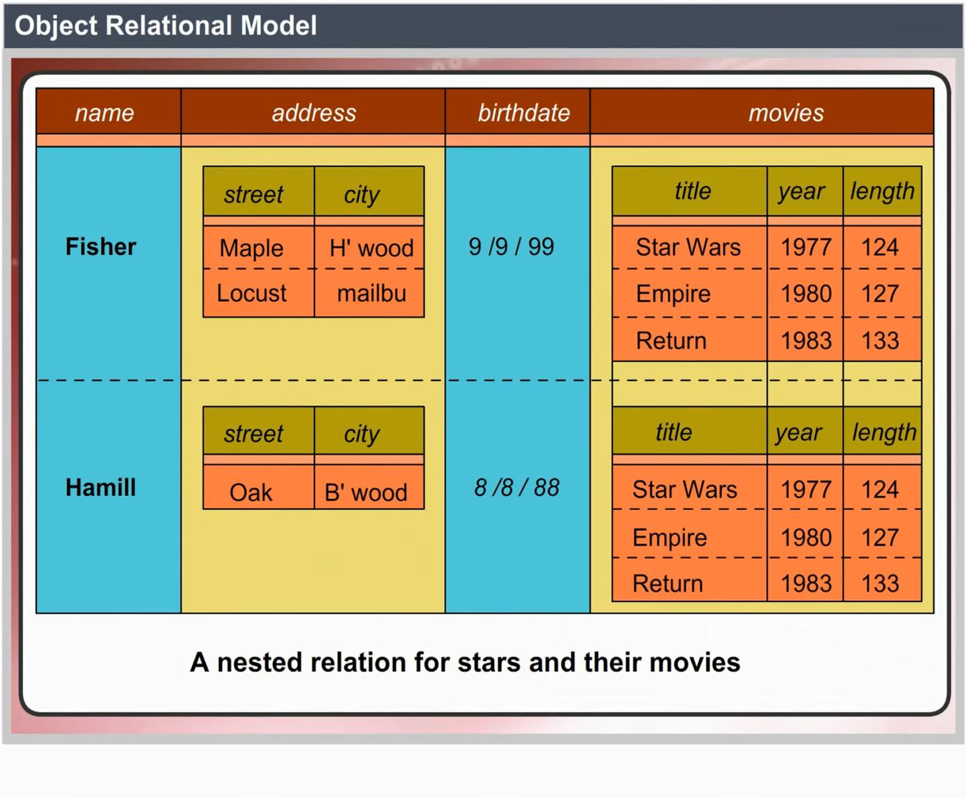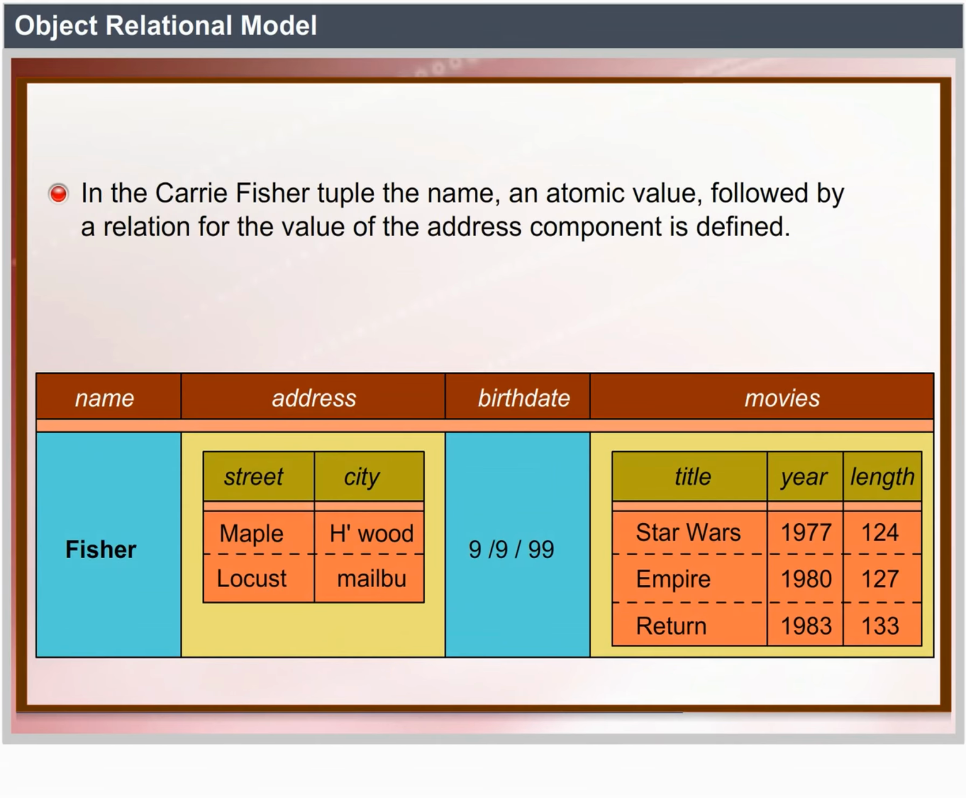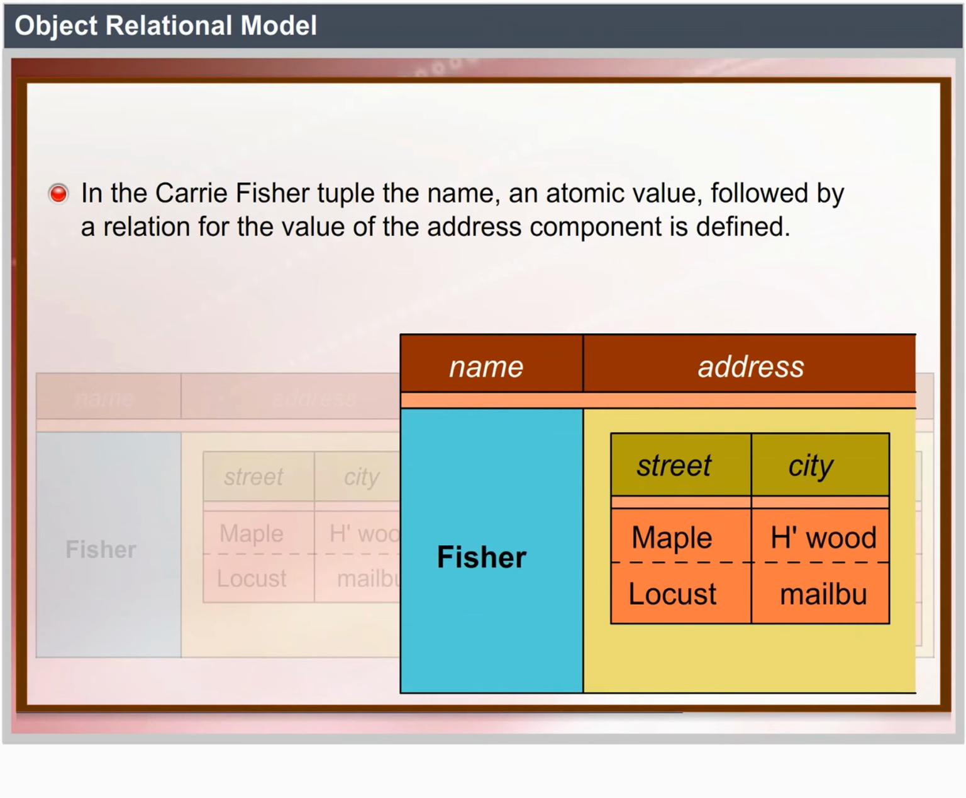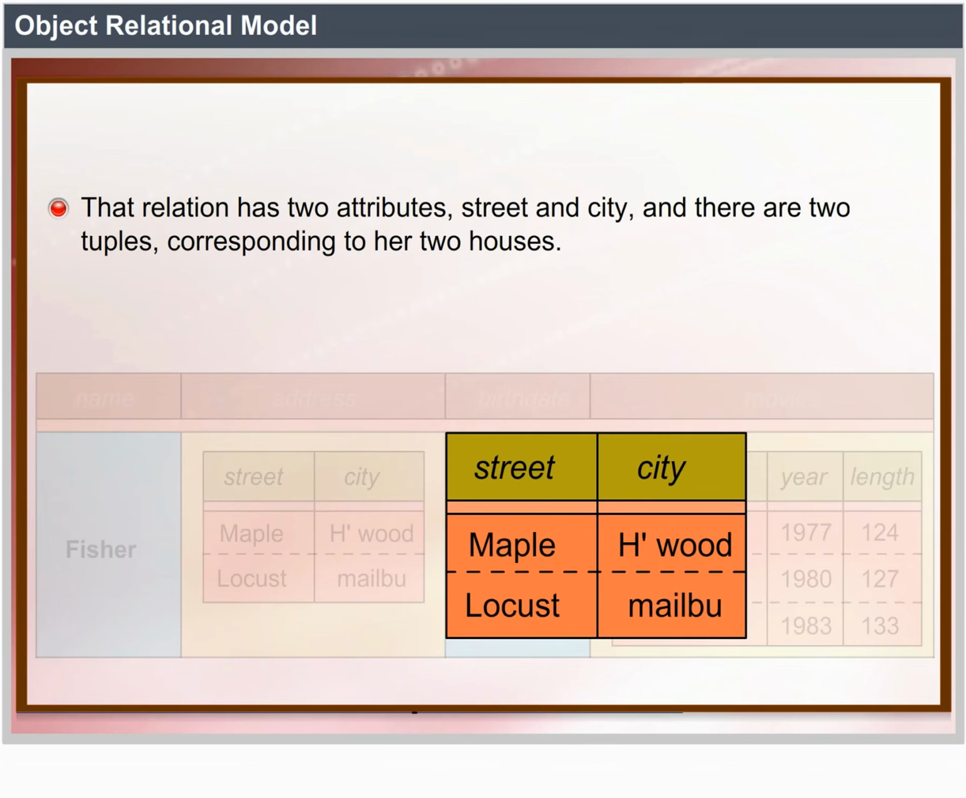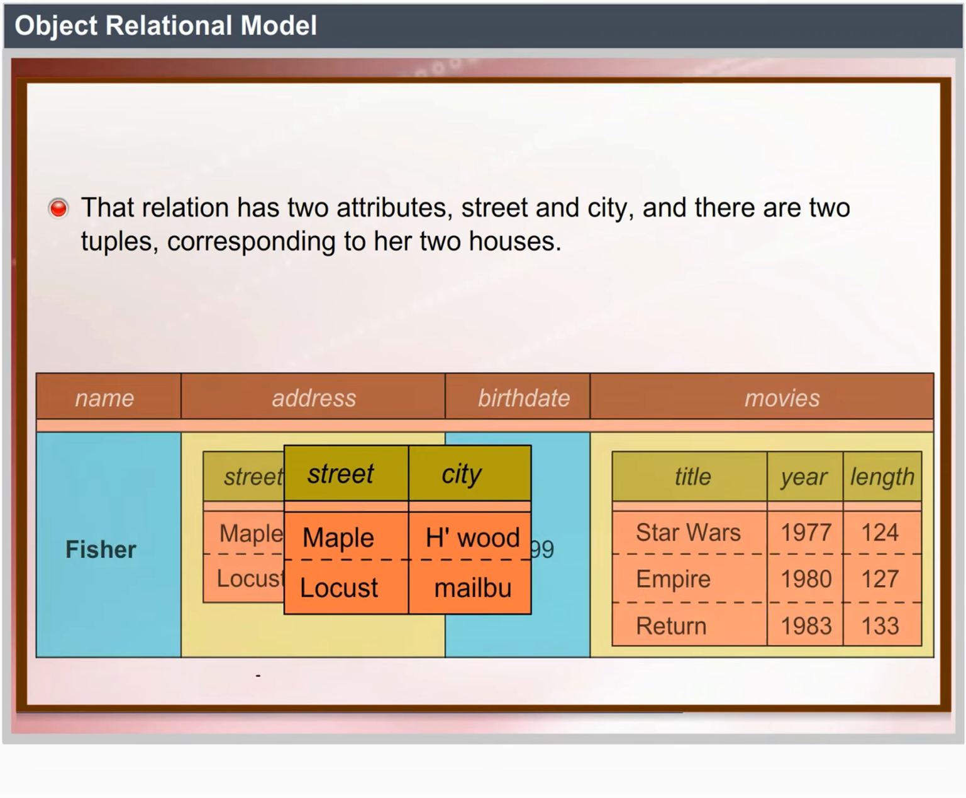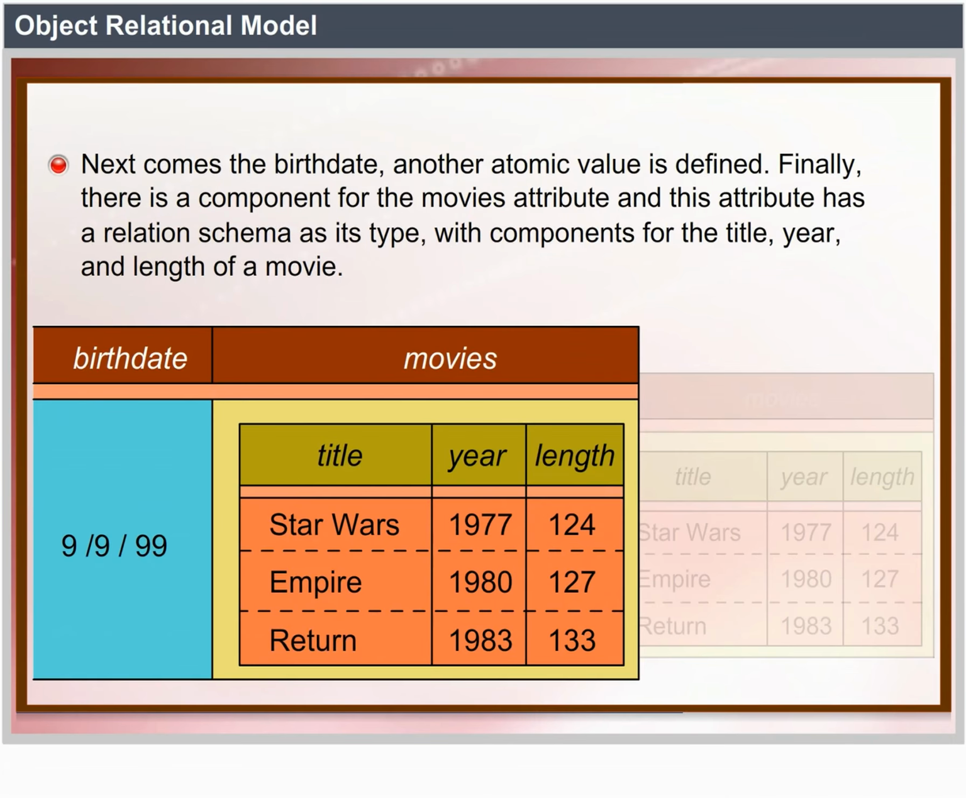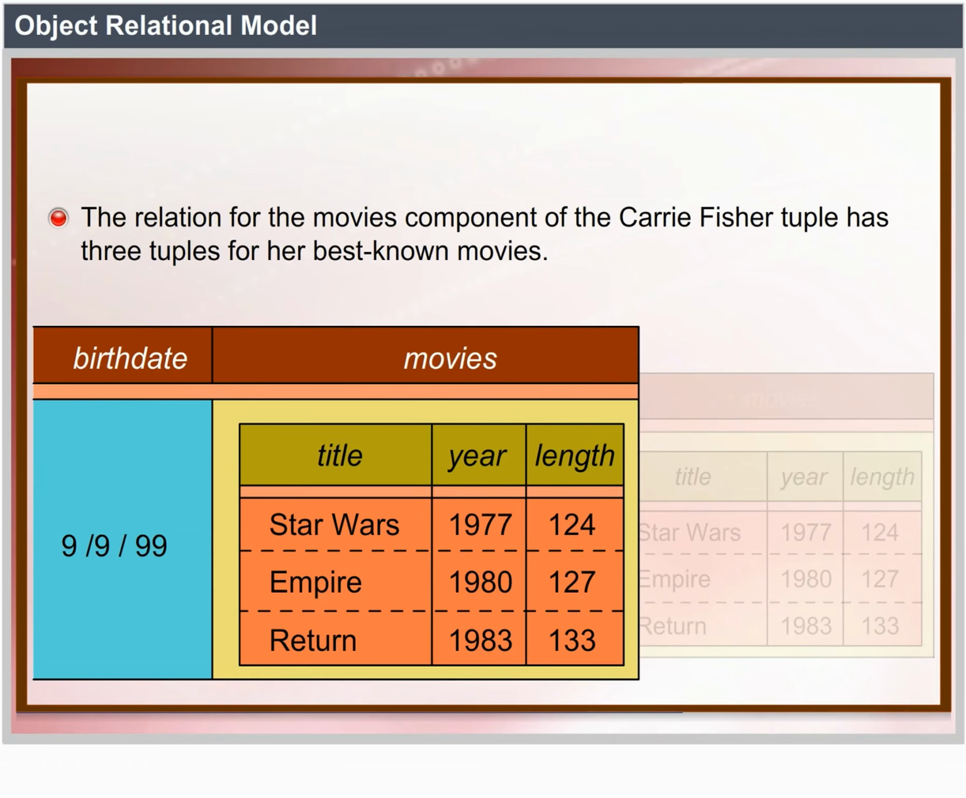In the Carrie Fisher tuple, we see her name, an atomic value, followed by a relation for the value of the address component. That relation has two attributes, street and city, and there are two tuples corresponding to her two houses. Next comes the birth date, another atomic value. Finally, there is a component for the movies attribute. This attribute has a relation schema as its type, with components for the title, year, and length of a movie. The relation for the movies component of the Carrie Fisher tuple has tuples for her three best known movies.